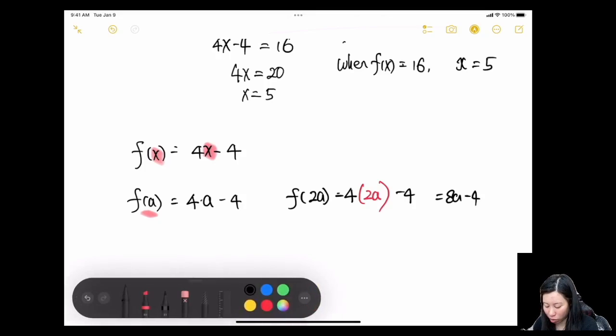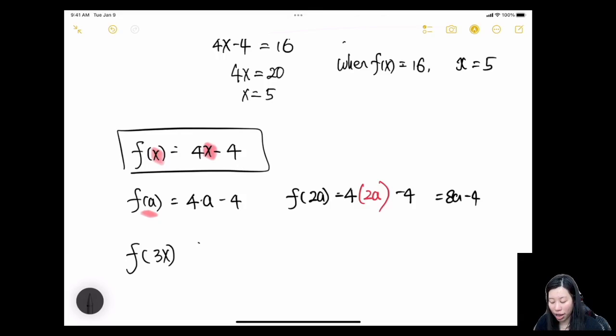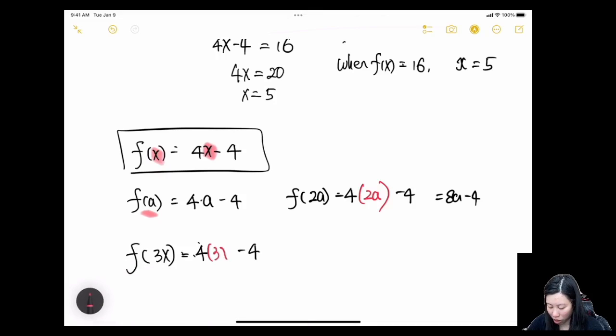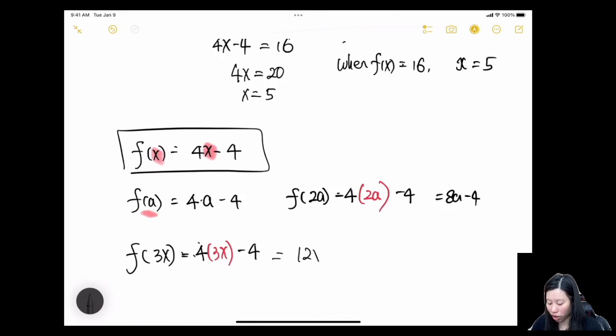So another example, if I ask you f of 3x, that means you want to substitute 3x for x. So 4 times, everything remains the same except for the x, it's going to become 3x. And then you simplify it. I have 12x minus 4. Okay, that's it for this exercise. Let me know if you have more questions.